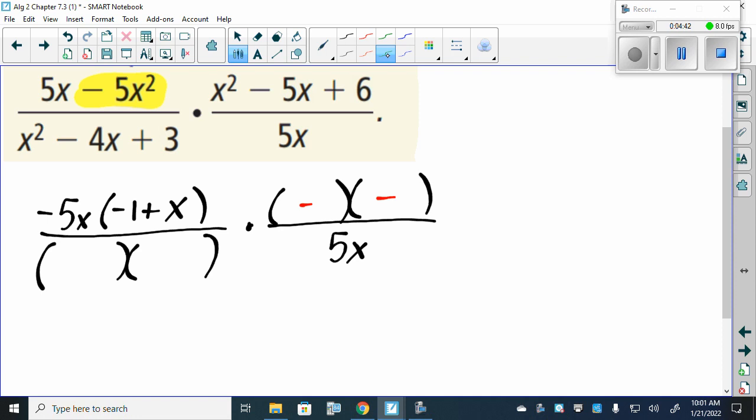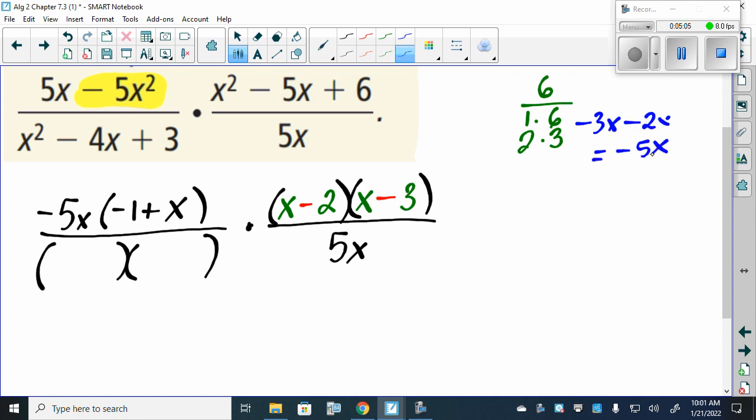Now the factors of x squared are x and x. Now you look at the factors of 6. 1 and 6, or 2 and 3. And the ones that would work would be 2 and 3. And if we did check this, it would be negative 3x minus 2x gives us a negative 5x. So those are the correct factors.